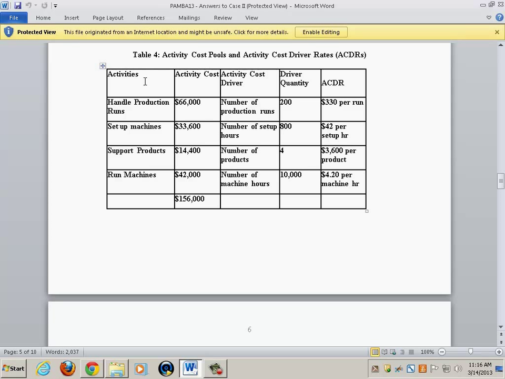Support products, therefore, products the machine doesn't. So the ACDR, 20% of machine running costs. So the ACDRs are calculated. Any questions about the ACDRs?